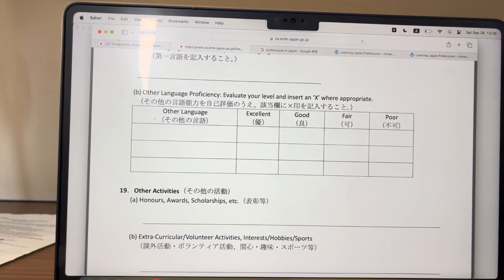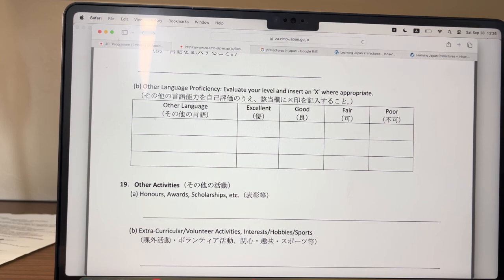Evaluate your level and insert an X where appropriate. So let's say you know Zulu, then you will write Zulu. How is your Zulu? Is it excellent? Is it good? Is it fair? Or is it poor? Then you indicate with an X.